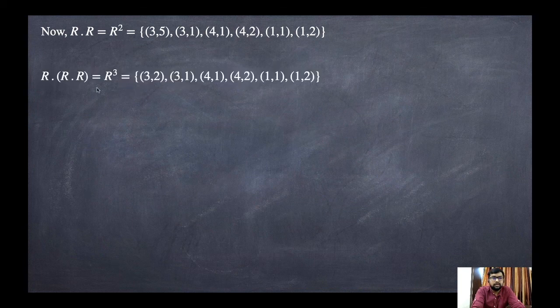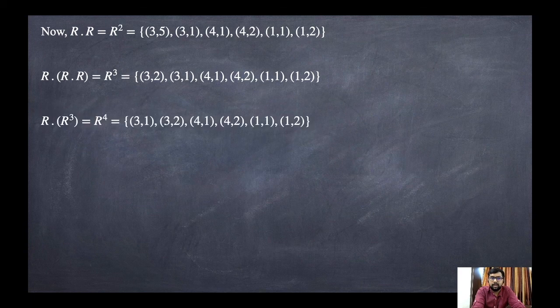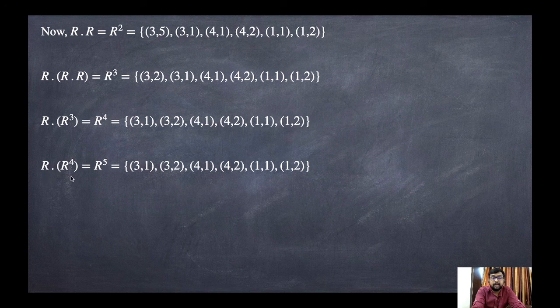Next, R into R into R. So that is R cube. Now for that, just consider R and R square. As in the previous sum, you will get this, and in the same manner, you will get R raised to 4. Now you see, R cube and R raised to 4 both are the same. And last, R into R raised to 4, and that is R raised to 5. So it's simply a composition, and you will get this answer.